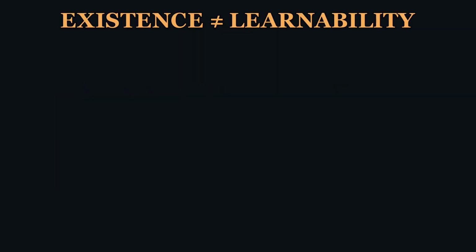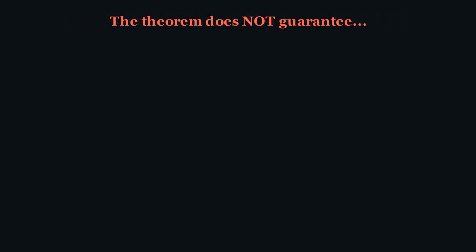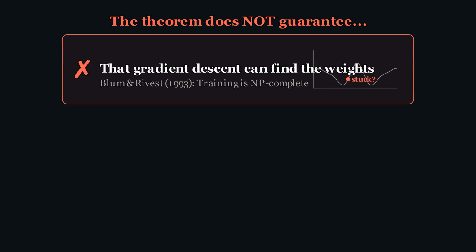Now, for the most important part of this episode, the Universal Approximation Theorem is powerful, but it's also widely misunderstood. There are 3 things it does not guarantee. First, it does not guarantee that gradient descent can actually find the right weights. The theorem says a solution exists, but Bloom and Rivest proved in 1993 that finding the optimal weights for even a 3-node network is NP complete. Your optimizer might get stuck and never reach the solution the theorem promises.